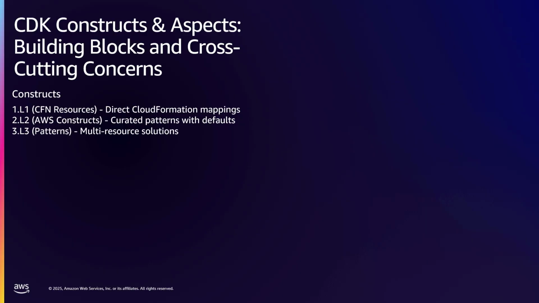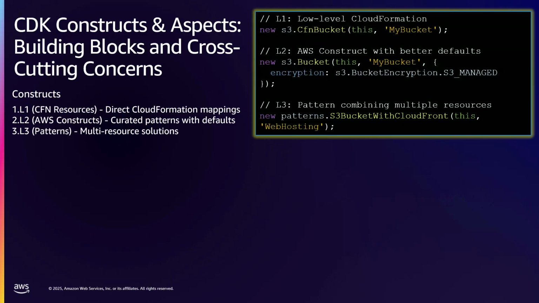CDK aspects also add that cross-cutting capability. In a way, the same constructs that I talked about earlier are defined here in that code sample, where you have a very simple S3 bucket. And then you have a bucket in your layer or level 2 construct where you have encryption enabled. Layer 3 provides you that pattern combining, I'm using CloudFront, you're really customizing that simple S3 resource with CloudFront to get that static web hosting.